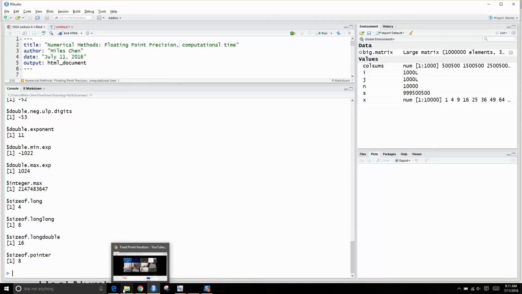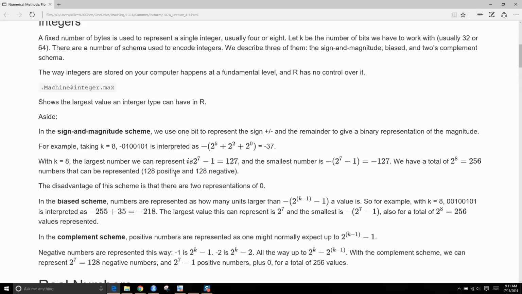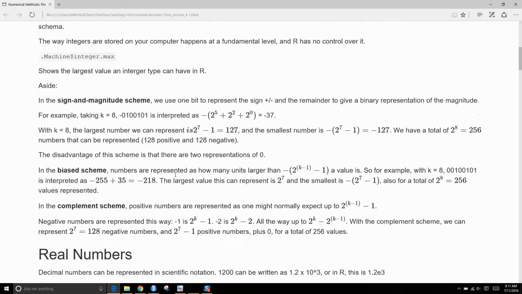The way integers can be represented in a machine is different from system to system. There's the sign and magnitude scheme. If you told a person, I want you to come up with a way to represent numbers in binary, I think the way we think would probably go with sign and magnitude, because this is probably most similar to our decimal system.